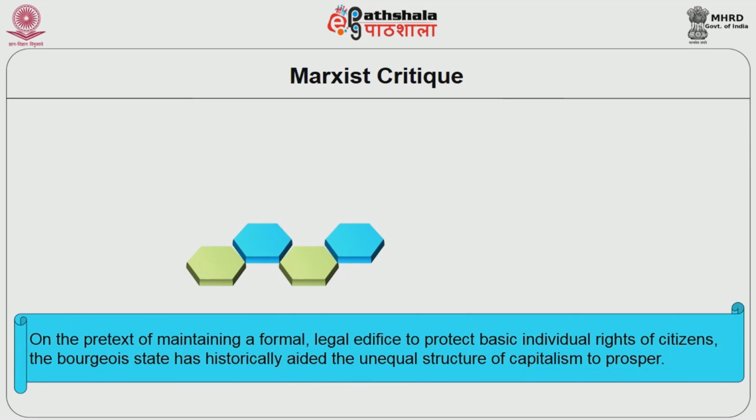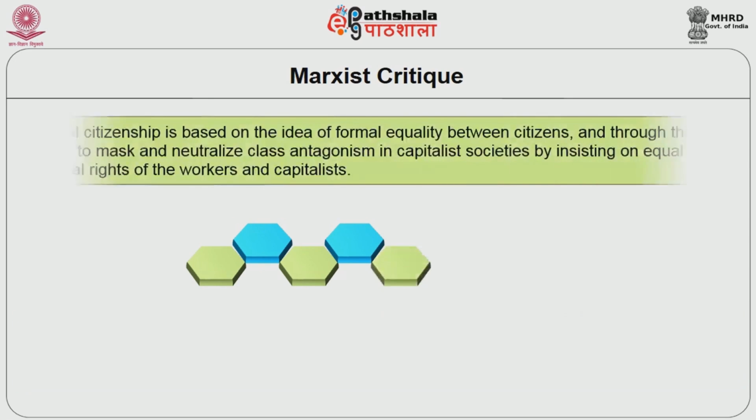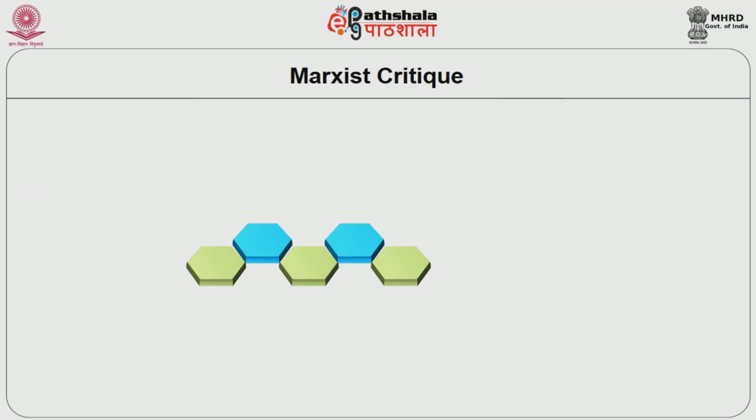On the pretext of maintaining a formal legal edifice to protect basic individual rights of citizens, the bourgeoisie state has historically aided the unequal structure of capitalism to prosper. Liberal citizenship is based on the idea of formal equality between citizens, and through this it seeks to mask and neutralize class antagonism in capitalist societies by insisting on equal political rights of the workers and capitalists.